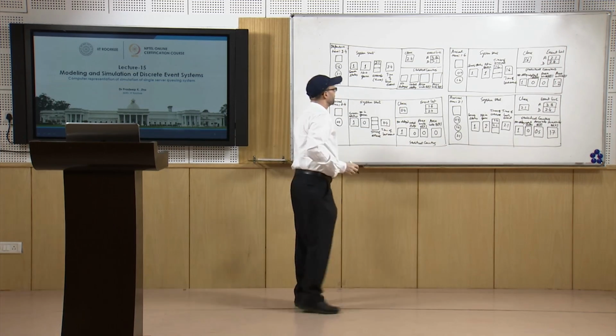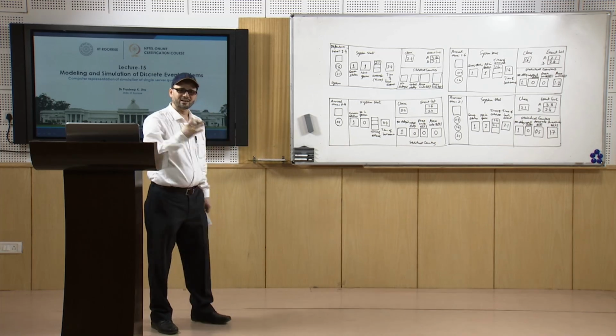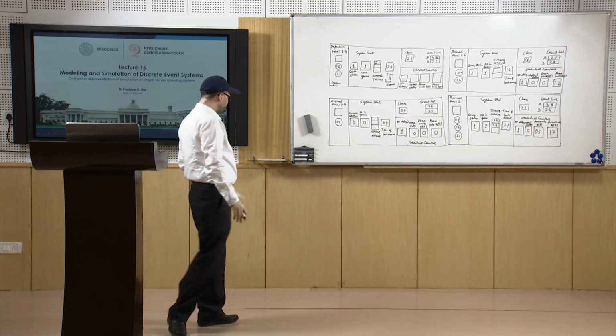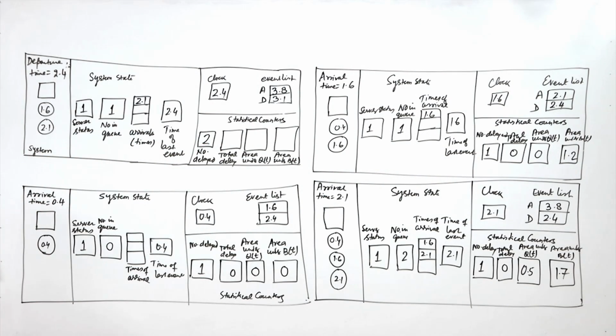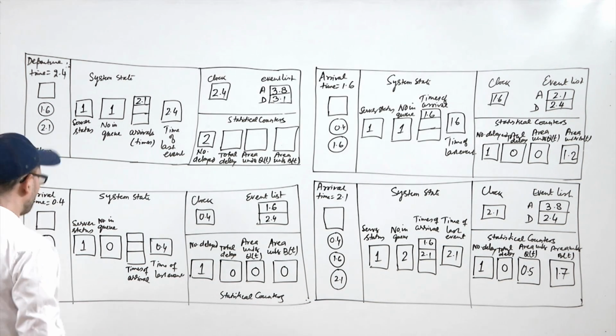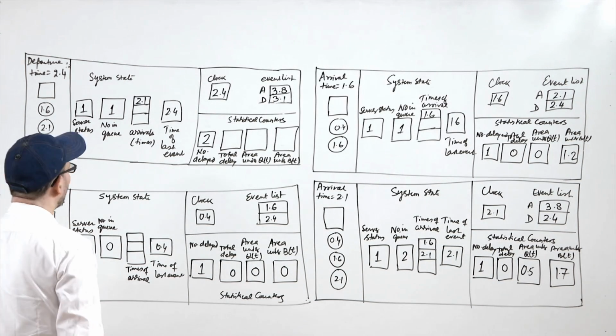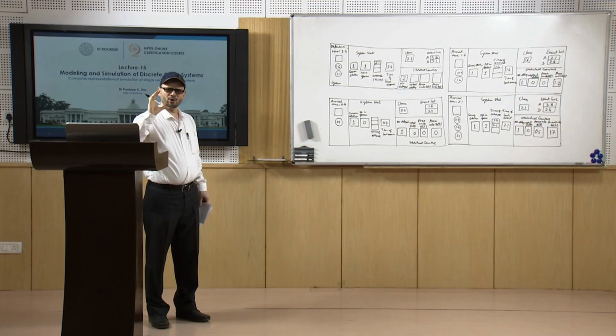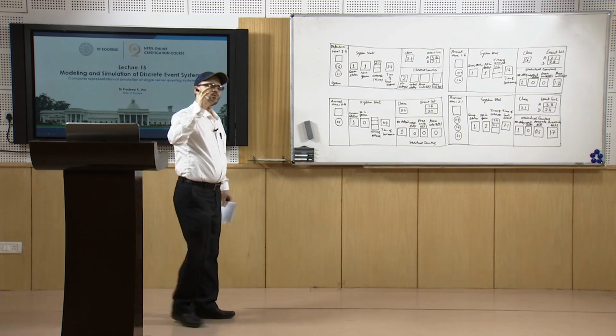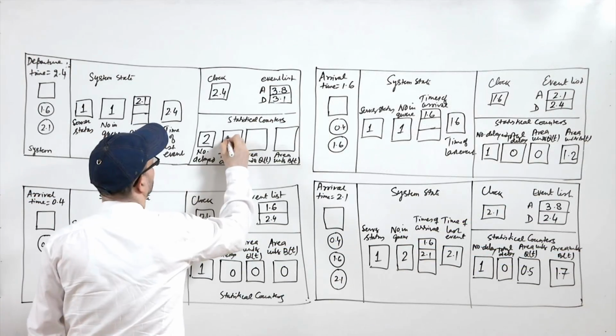So, number delayed. Since there is a departure, the second person will go and join the queue. So, number delayed will be 2. When this reaches 6, the simulation will stop. Then total delay. What will be the total delay for this customer? The person who came at 1.6 and departed at 2.4 has to wait for 0.8 time units. So, total delay is 0.8.